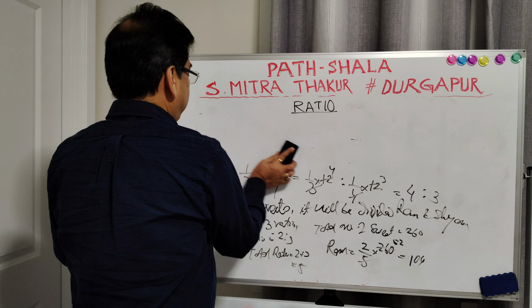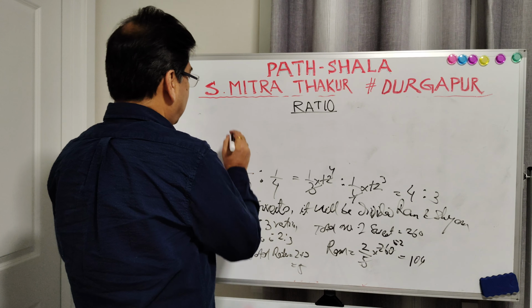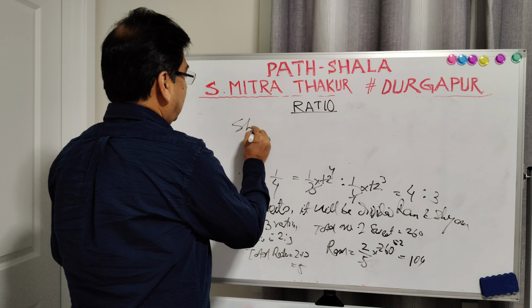The total ratio is 5, so Sam will get 3 by 5 into 260, that is 156. Sam will get 156 sweets and Ram will get 104 sweets. Right? So you see that you have some amount and it will be divided in a ratio. How much will be the share of each?